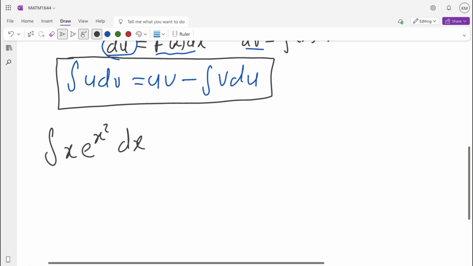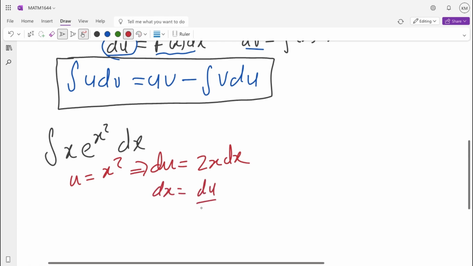So let me not confuse you. Let me just go step by step. Like I said, this one is just two steps, then you are done. You don't need integration by parts. You're just going to make your u to be x squared. Then you know that the derivative of u will just be 2x dx. And then in a way, you can make dx the subject of the formula and get du over 2x.